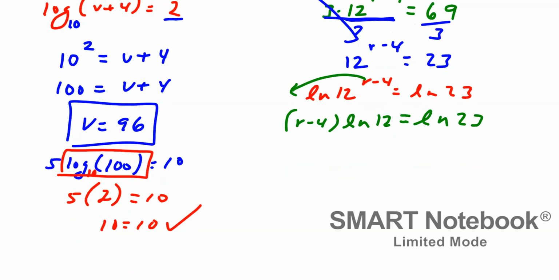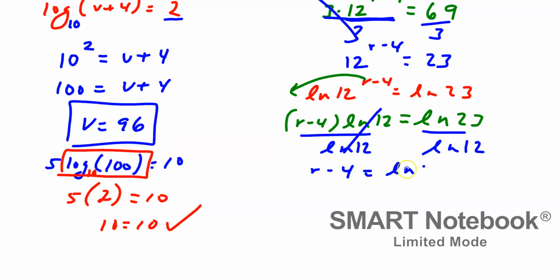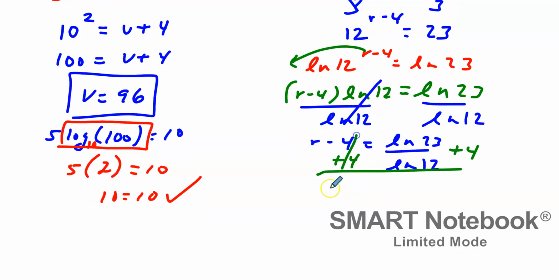If my goal is to continue getting the variable by itself, I would suggest that instead of distributing the ln of 12, I would just get rid of the ln of 12 because it is multiplying all of this. I would move that to the other side. See you later on the left. r minus 4 equals ln of 23 over ln of 12. And the only thing I have left to do this time is add 4 on both sides. We have nothing to divide, like in the notes. So our final answer in exact form is r equals ln of 23 over ln of 12 plus 4.